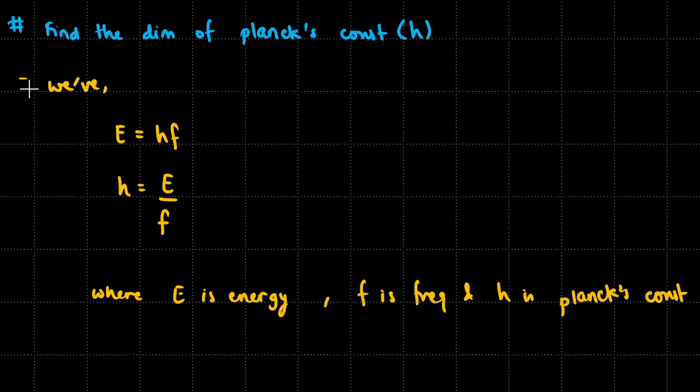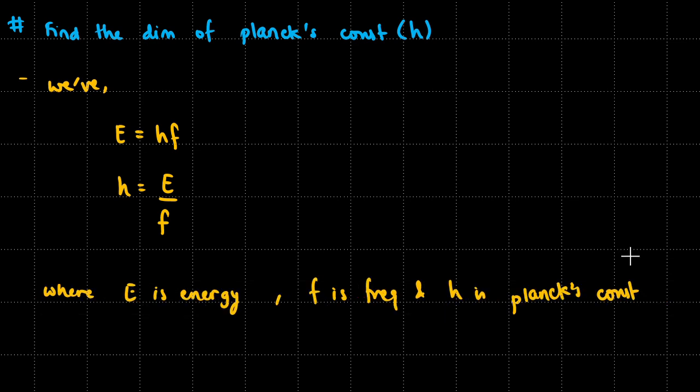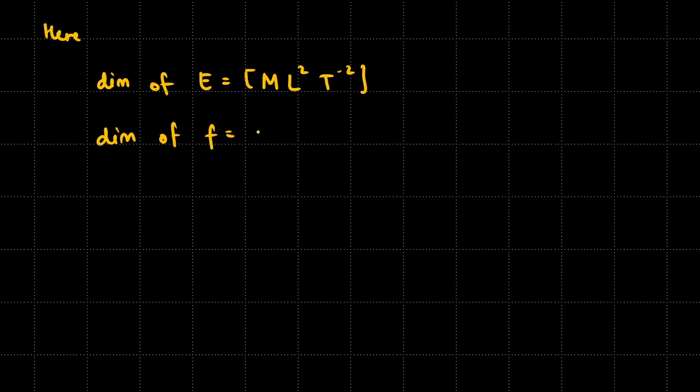So now in this equation, h equals E by f, the dimension of E is the same as that of energy, because E is energy, which will be ML squared T minus 2, and similarly the dimension of f, which is frequency, will be T minus 1, because the most common formula of frequency is 1 over time period. Since the relation is physically correct, it must be dimensionally correct.